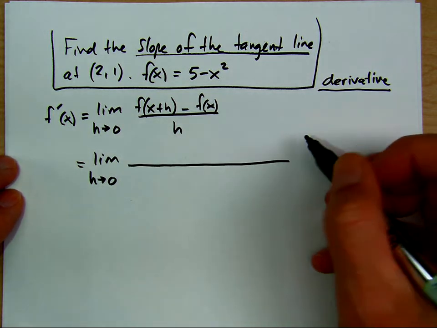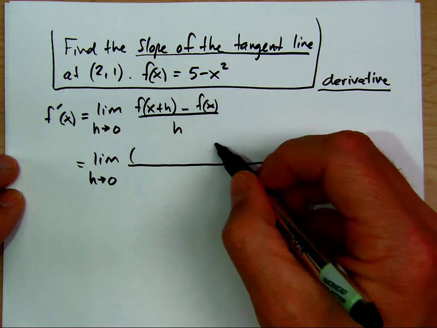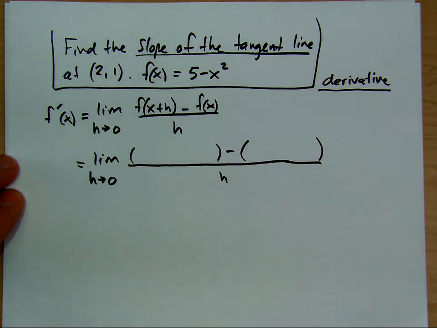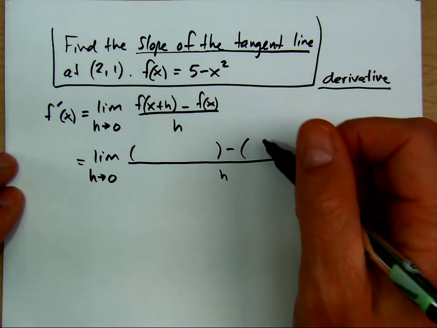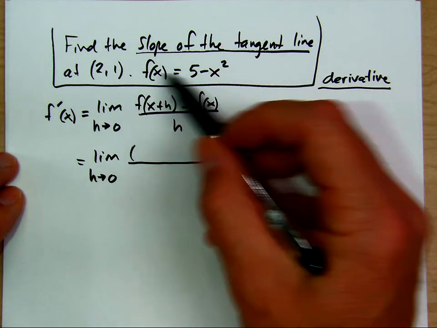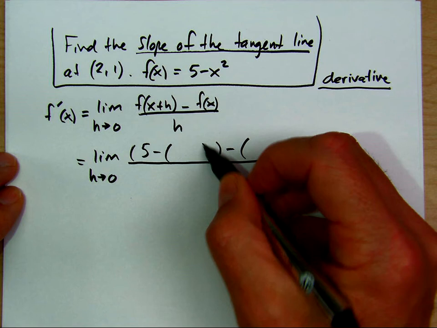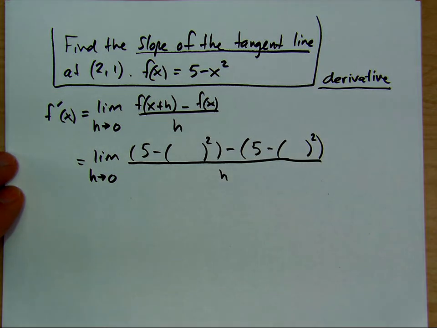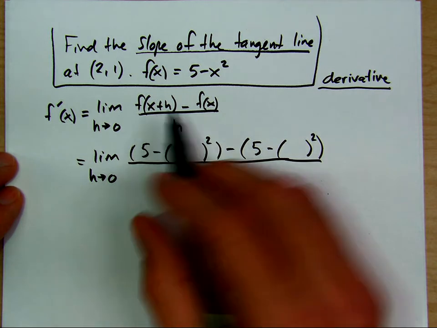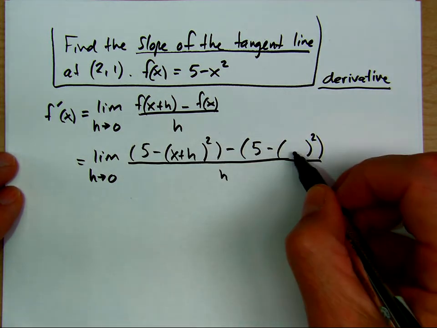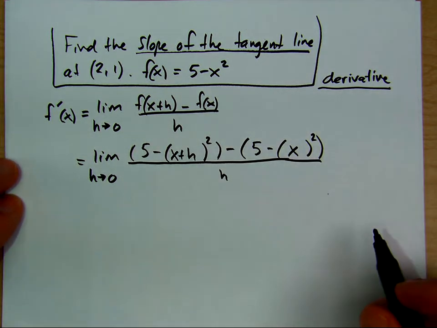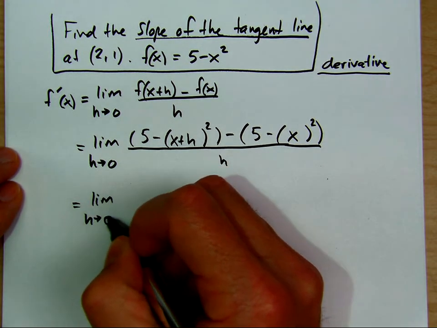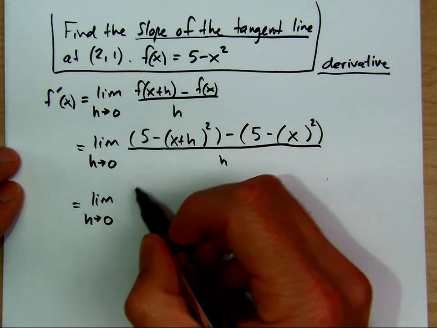And a safe way to do that is to say that this is f of x plus h, this is f of x, just so that we don't forget to include anything. And now we have to put in f. Well, that's 5 minus something squared on both of them. f is always the same. And then here the argument is x plus h. And here the argument is x. So we have to expand this.